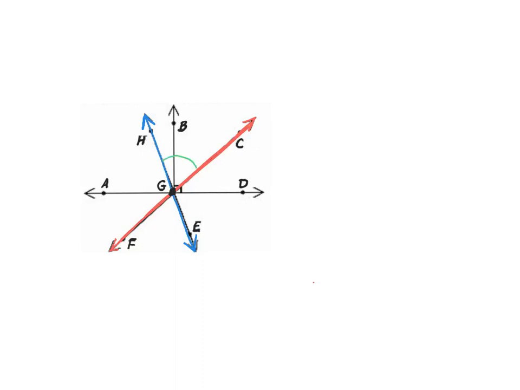So it looks like this one, I'm going to color this one green. This is angle HGC. It is opposite or vertical to angle FGE. Similarly, this angle right here, HGF, is opposite or vertical to angle CGE.